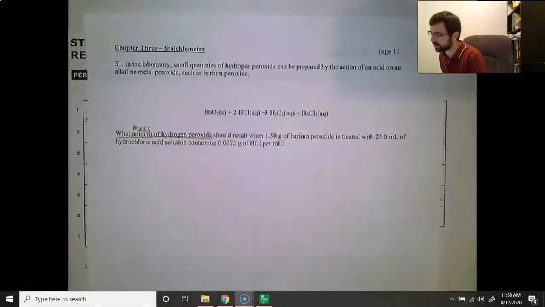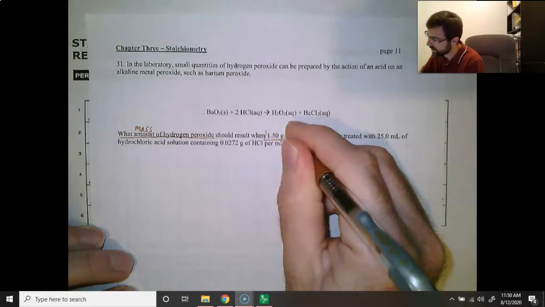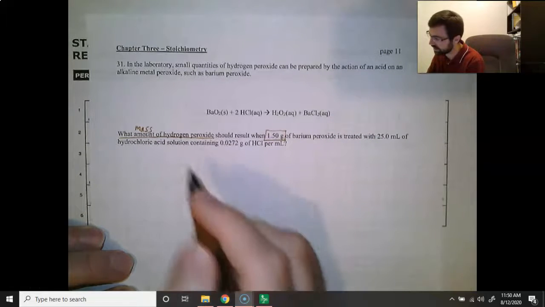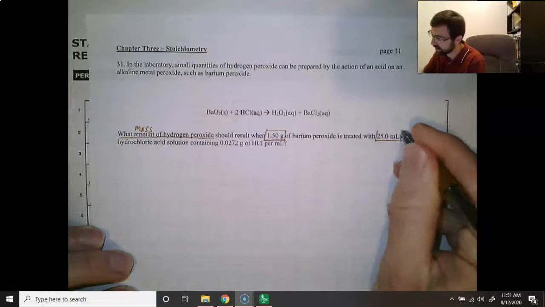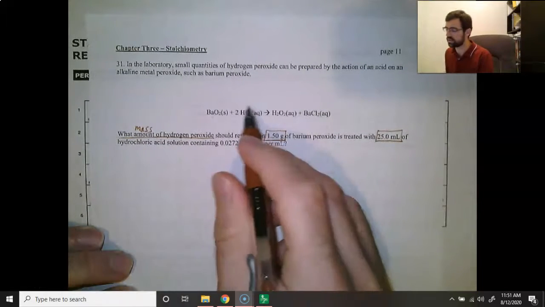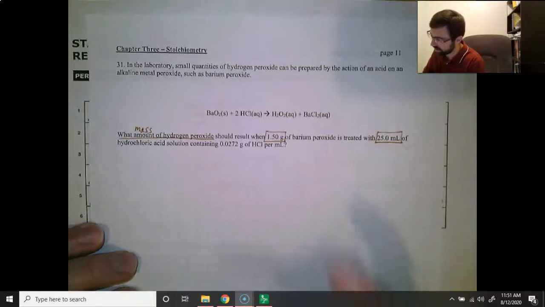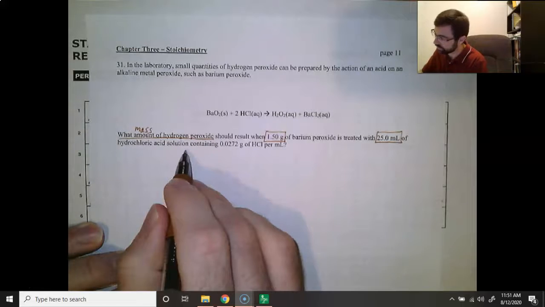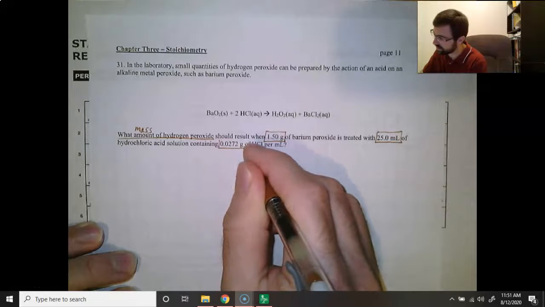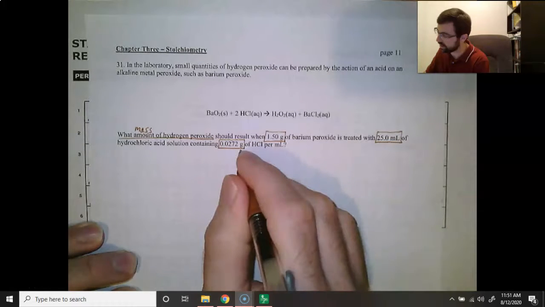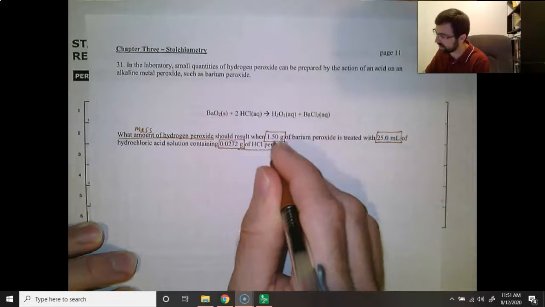Okay, should result when 1.50 grams barium peroxide, so that's this one, BaO2, is treated with 25.0 milliliters of hydrochloric acid. Now milliliters, it's not mass, it's a different unit, but it gives me this information. Hydrochloric acid solution contains 0.0272 grams of HCl per milliliter. So these units, grams per milliliter, I hope you recognize that's a density unit.